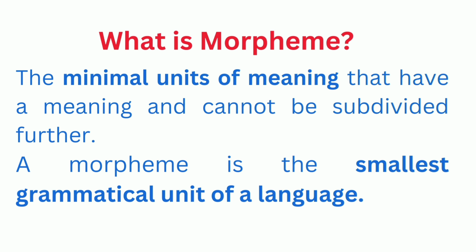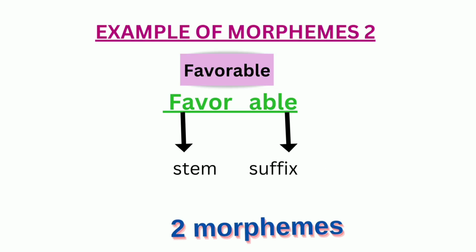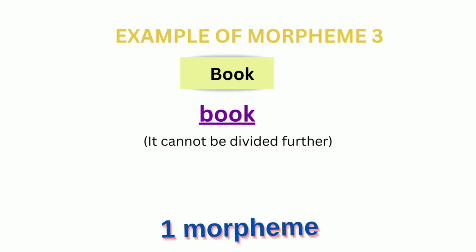Let's see some examples. We divide the words into certain morphemes and they should be meaningful, like disagreement: dis, agree, and ment. This word has 3 morphemes: prefix, stem, and suffix. And all of them are conveying some meaning. Let's take another example, that is favorable. So favor is the stem and we have added able as suffix, so that makes it a word having 2 morphemes. But when we see another example, that is book, it cannot be further divided. So we see that this word has just 1 morpheme.